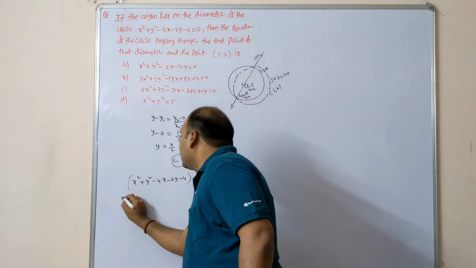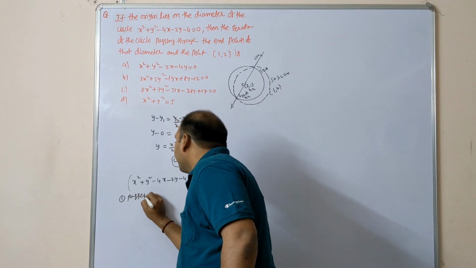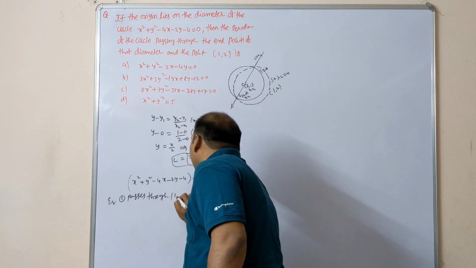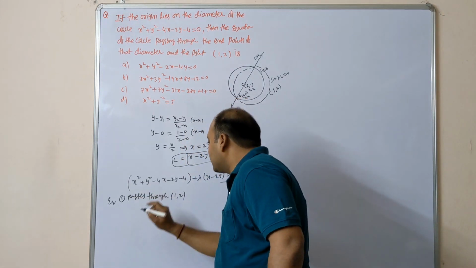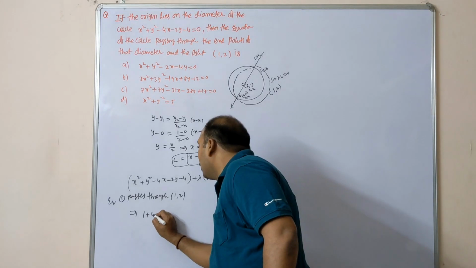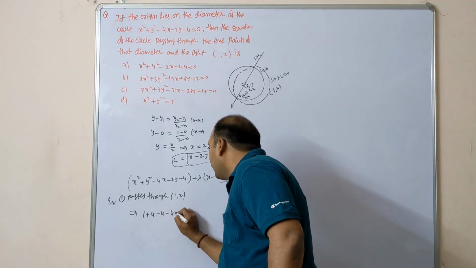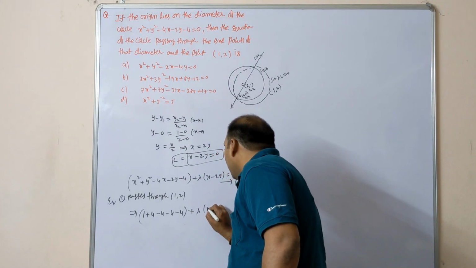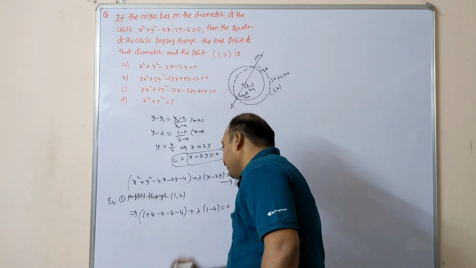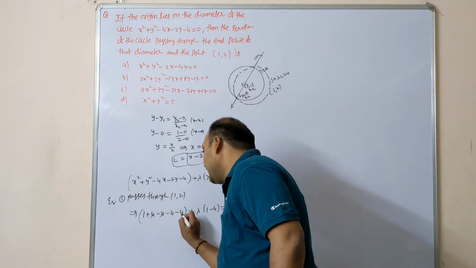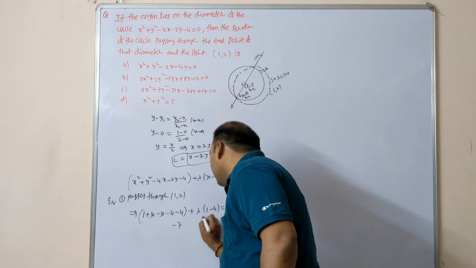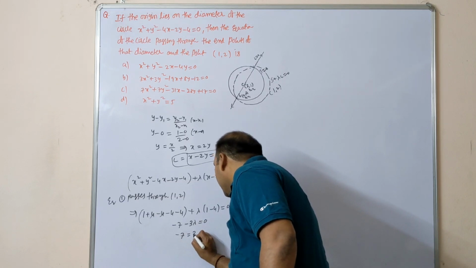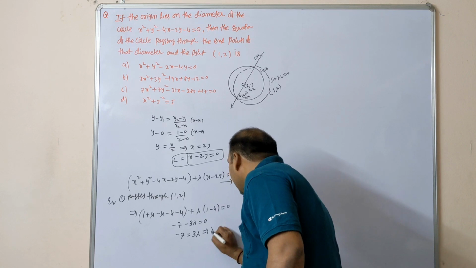Equation 1 passes through (1, 2). In place of x, 1, in place of y, 2: 1 plus 4 minus 4 minus 4 minus 4 plus lambda into (1 minus 4) equal to 0. Minus 8 plus 1, minus 7 minus 3 lambda equal to 0. Minus 7 is equal to 3 lambda. That implies lambda equal to minus 7 by 3.